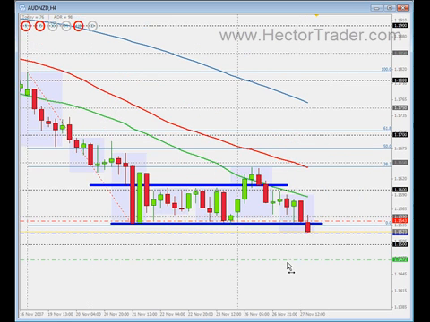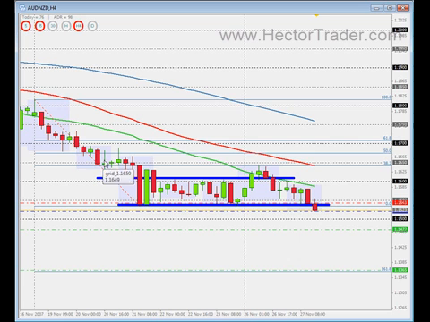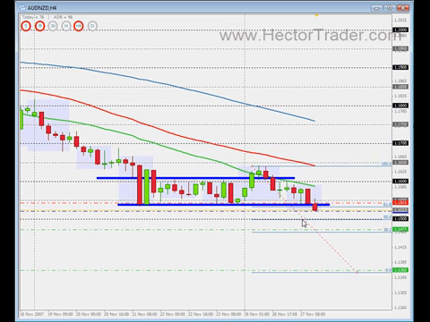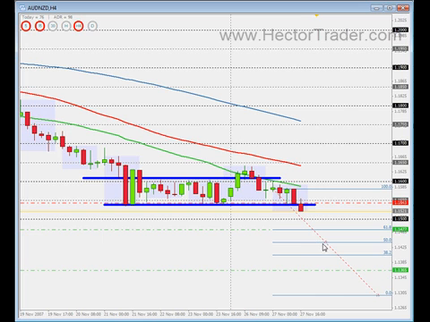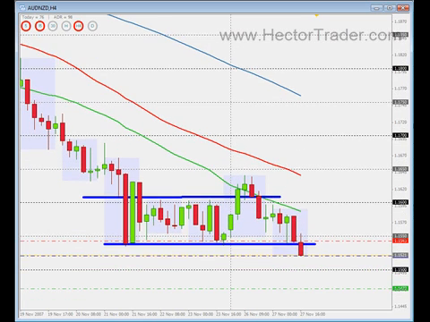down move, the previous move, in order to see where the projection of that move is going to take me, which in this case takes me all the way down to the 113.65 level right there. That's going to be my final target, the level where I will be exiting this position.